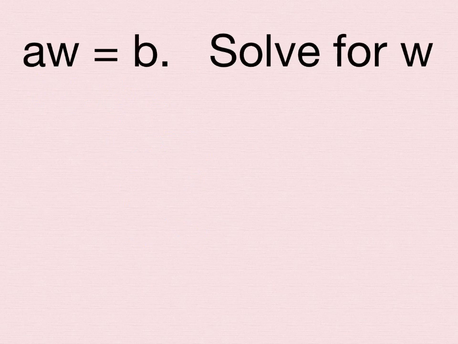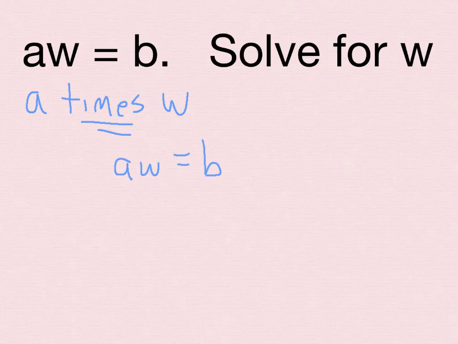Last one. A times W equals B. Solve for W. Again, we read the first part as A times W. So we're going to go ahead and take this, and we need to leave the W by itself. So that tells us that the A is the piece that needs to go. So dividing by A on both sides, those cancel. W is equal to B divided by A.